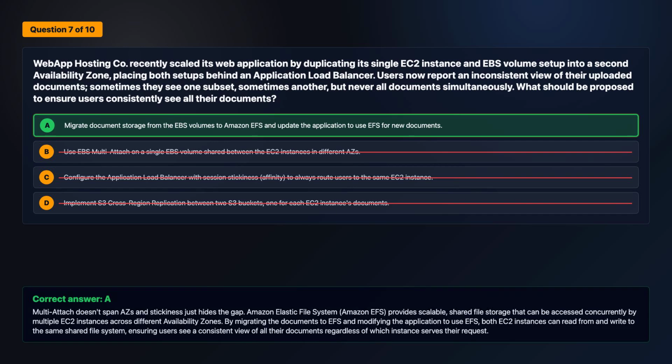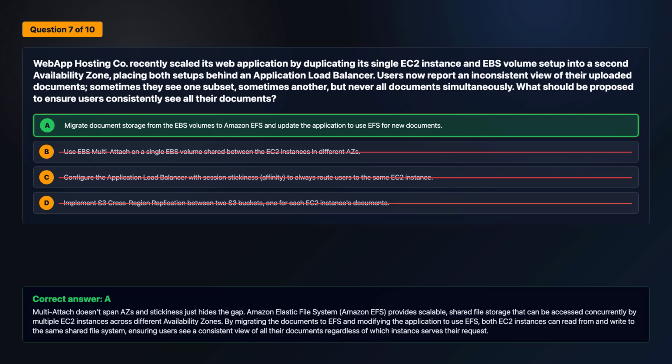The correct answer is option A. Multi-attach doesn't span AZs and stickiness just hides the gap. Amazon Elastic File System, Amazon EFS, provides scalable, shared file storage that can be accessed concurrently by multiple EC2 instances across different availability zones.